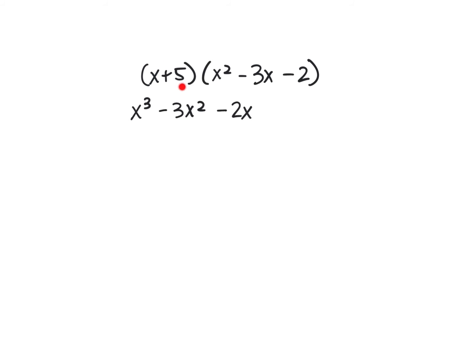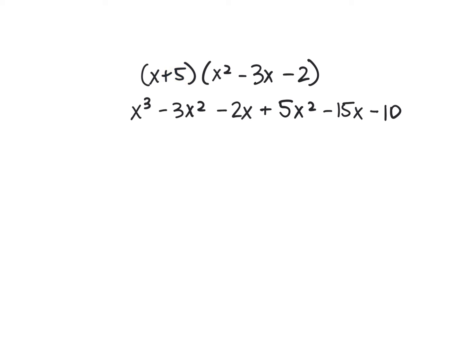Now we're going to focus on the 5. 5 times x squared is 5x squared. 5 times negative 3x is negative 15x. And then 5 times negative 2 is negative 10.